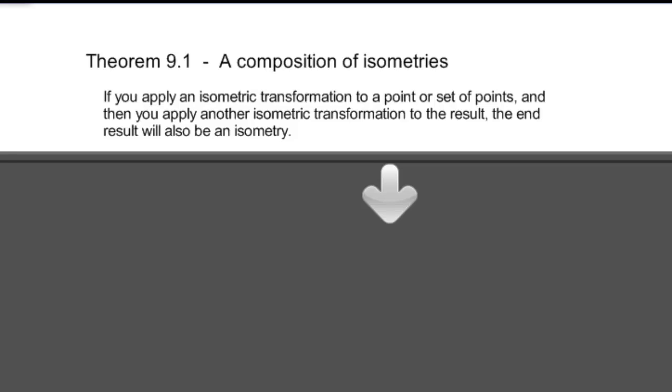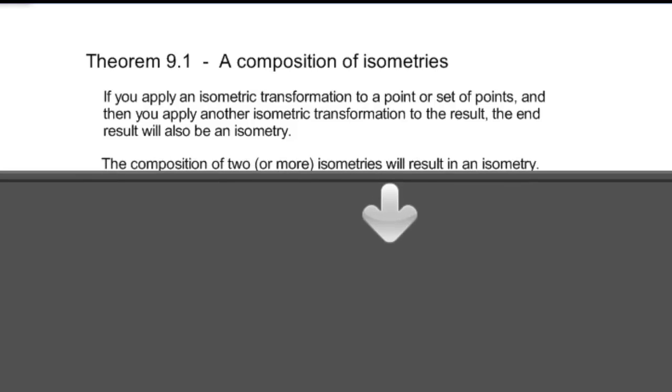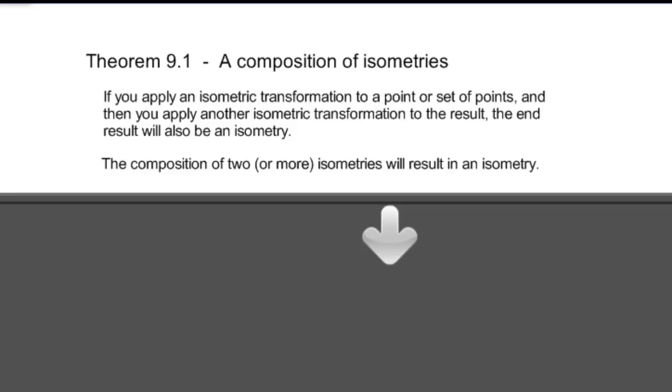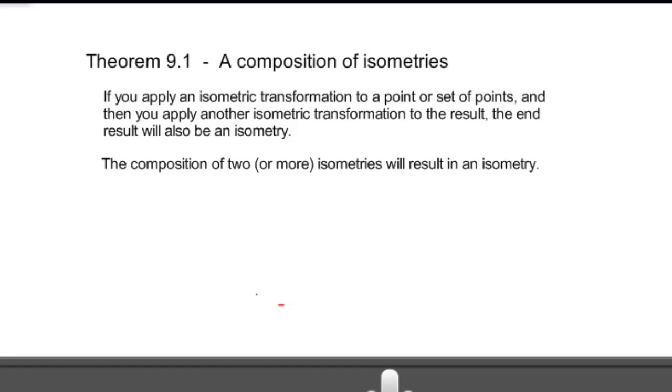So if you apply an isometric transformation to a point or set of points, and then apply another isometric transformation to the result, you'll end up with an isometry in the end. Or, a little more quickly, the composition of two or more isometries will result in an isometry. And that is again what we saw in the example at the beginning of the notes. For example, you can take a triangle and if you rotate it any which way, that is still a congruent triangle to the pre-image.